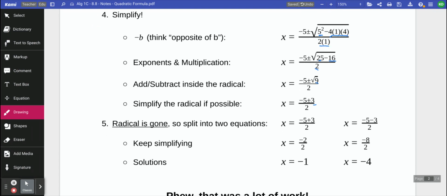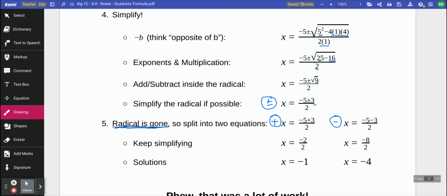And then, see now how our radicals disappeared? So we're going to split into two equations, okay? Negative 5 plus 3, so here's our plus equation, and here's our minus equation. So we're just splitting that plus or minus, into plus and minus.